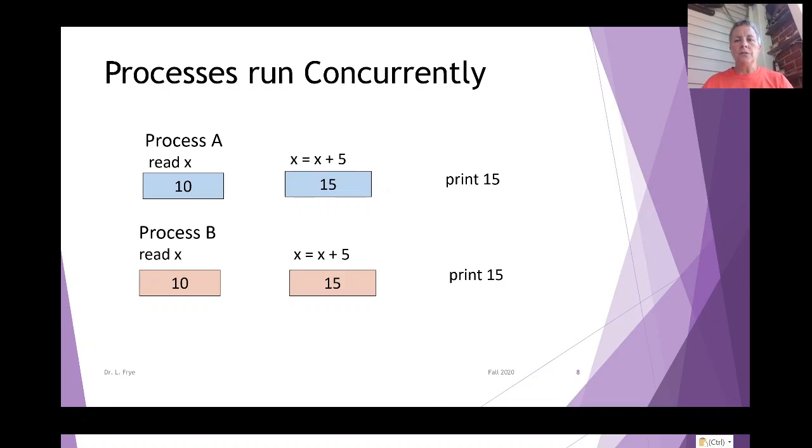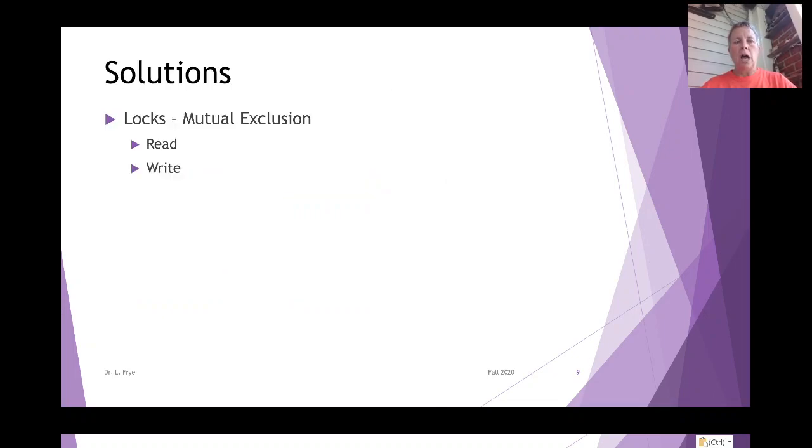So what are solutions for eliminating race conditions? One solution is to use locks and create mutual exclusion. There's 2 different types of locks, a read lock and a write lock. With a read lock, multiple processes can have read locks at one time for the same data or the same record in a database because we're just reading the information. 50 processes could read that information and it's the same, it doesn't matter.